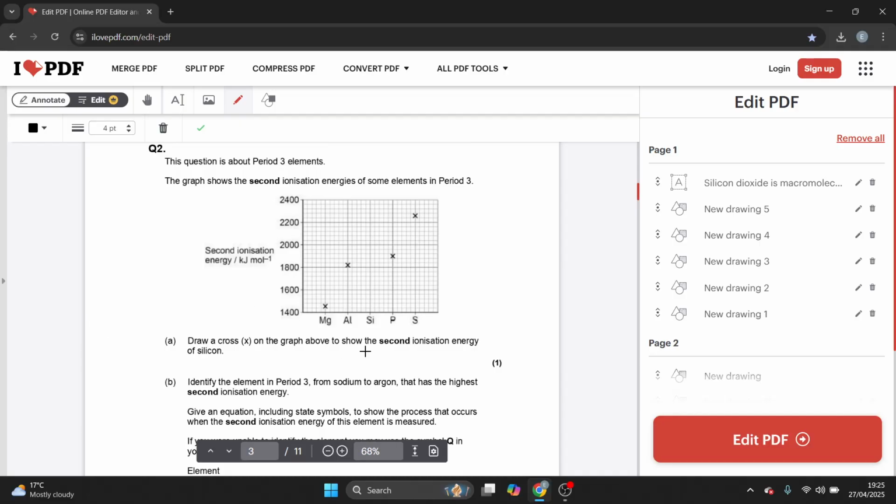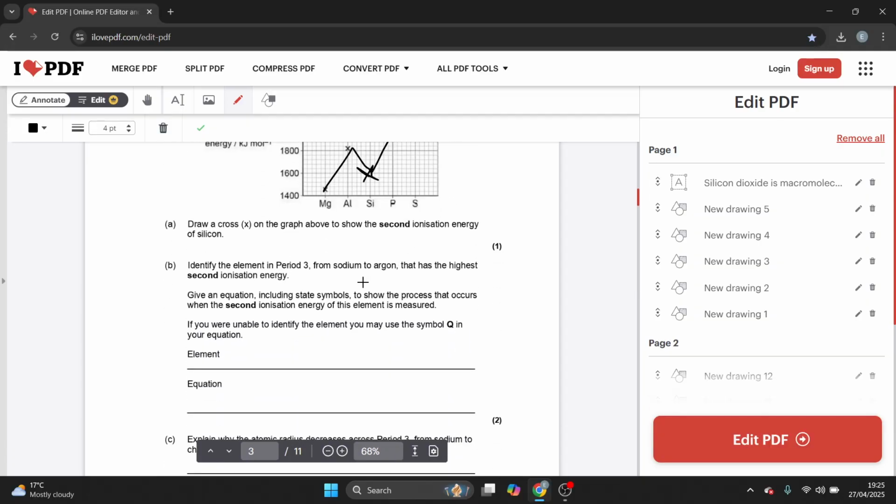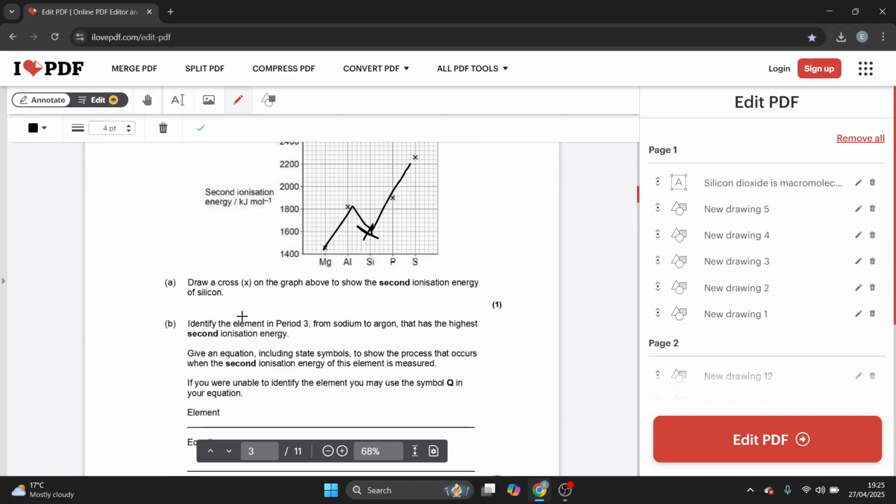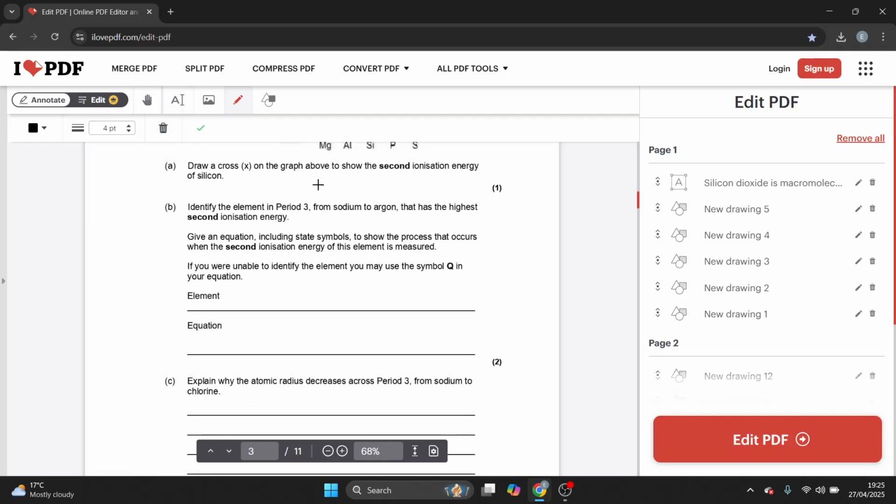Draw across, show the second ionization energy of silicon, somewhere around about there. I would just recommend learning these graphs. You don't need to join them together. For period 3 from sodium to argon, which has the highest second ionization energy? Well, which one has the lowest first ionization energy? Because it's got the opposite of that.